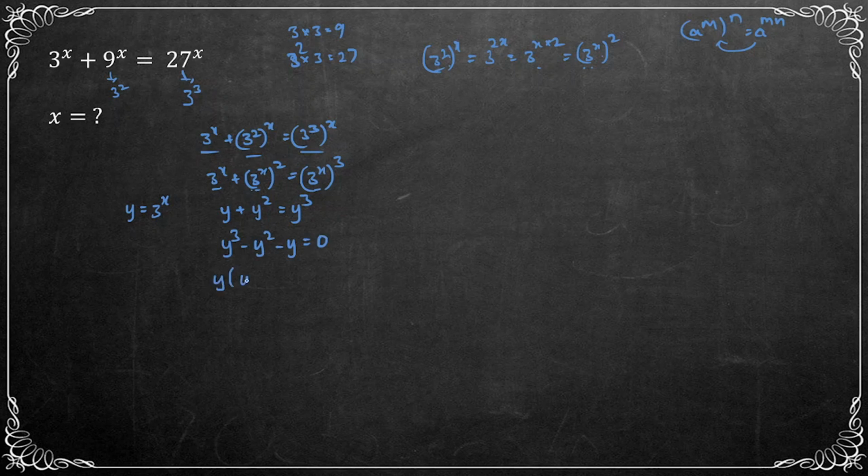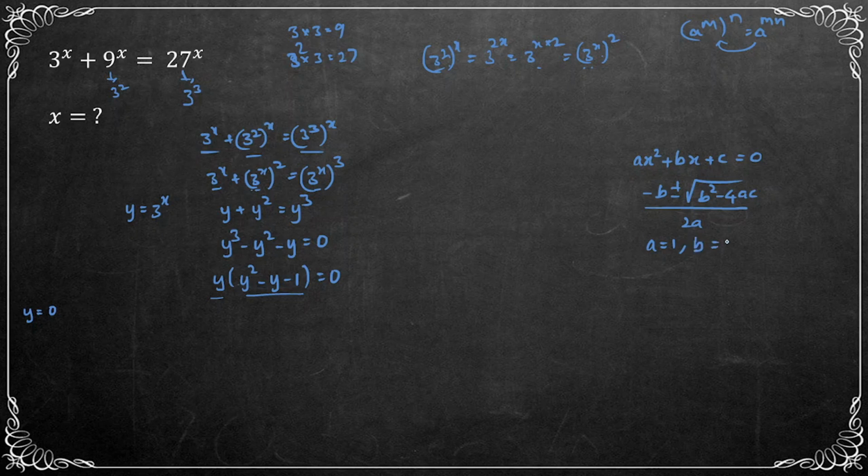If I take y common, we have, now roots of this equation are y is equal to 0, or 2 roots from this quadratic equation. If a quadratic equation is of this form, its roots are minus b plus or minus root over b square minus 4ac divided by 2a. So here a is 1, b is minus 1 and c is minus 1.